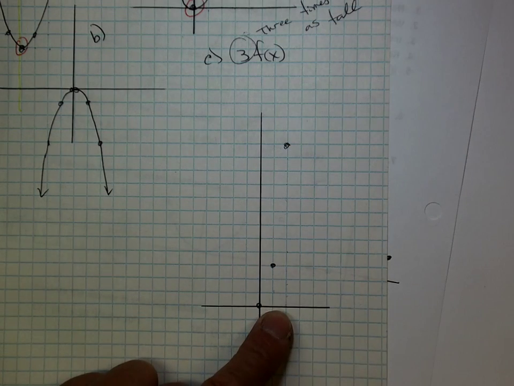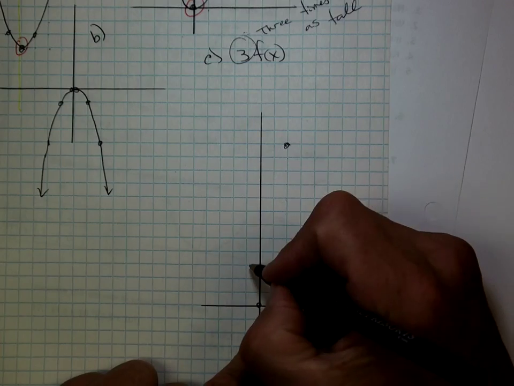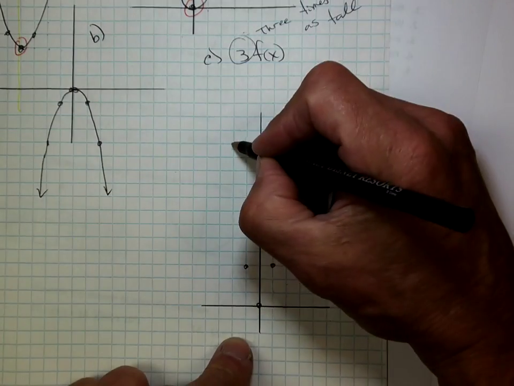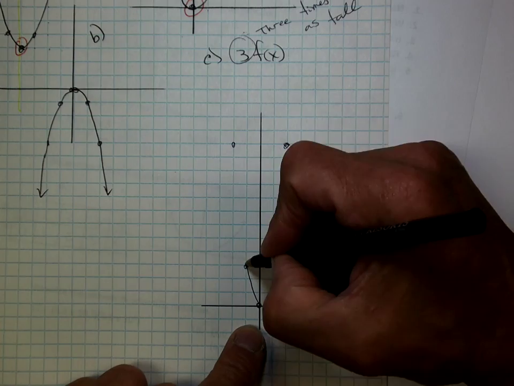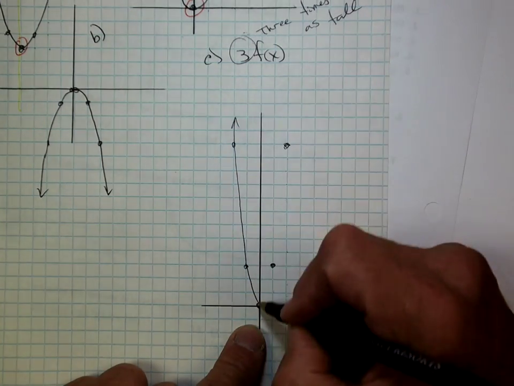And now I won't even do the 3s because it'll be off the paper, right? It's going to be way too tall. I'm going to put the other points on the other side because it's symmetrical. So it's super skinny, but it's actually 3 times as tall.